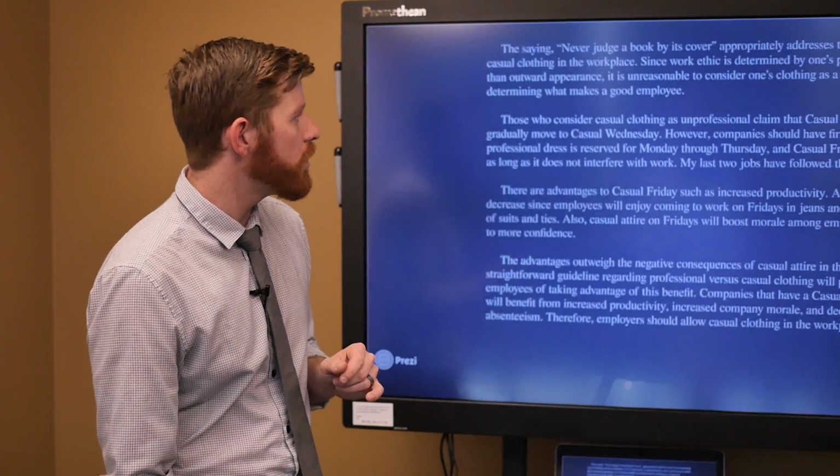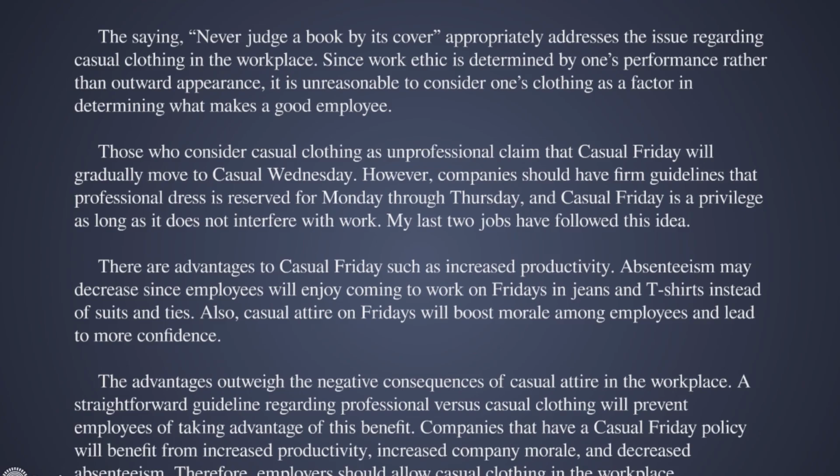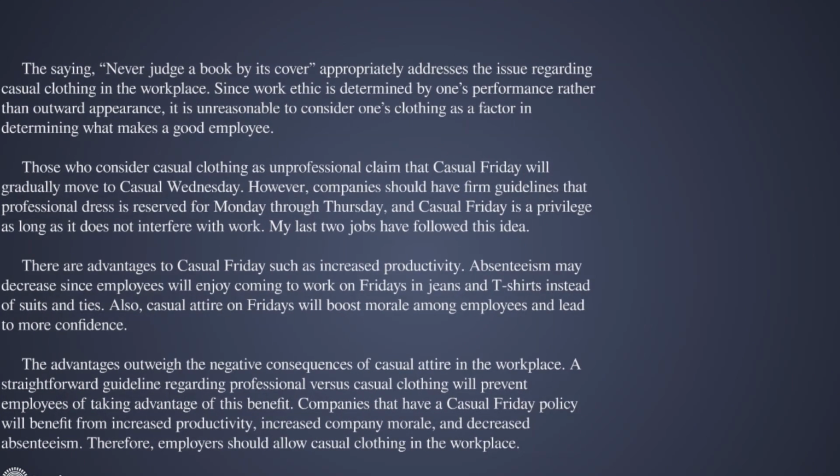So let's read through an example essay from the HiSET website. So think back to the directions that we just read through. Every one of those can be pointed out here in this essay.